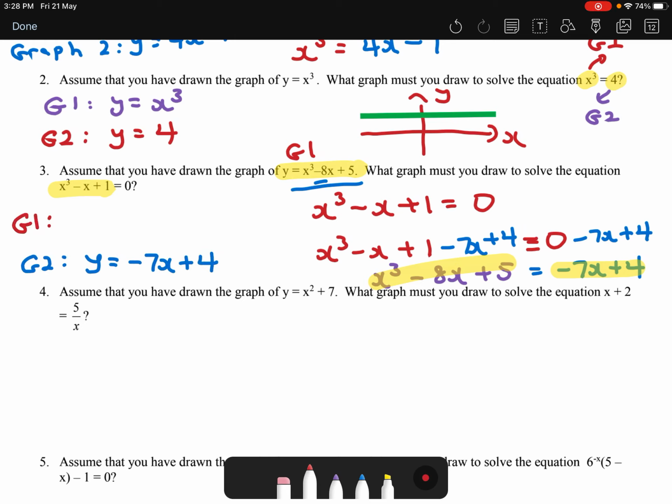G1 is easy. G1 is just whatever that you're given. y equal to x cubed minus 8x plus 5. Okay, so these are the two graphs.